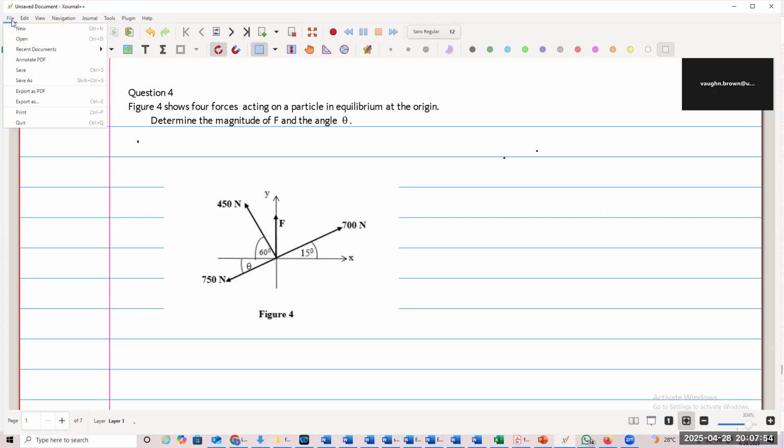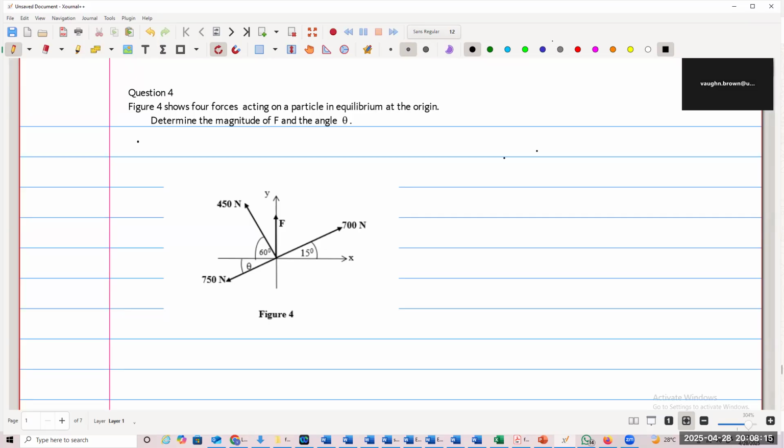Let's see if I can get my tools working. All right. Let's see if they're okay now. You might not be able to see my pointer at times, but when I'm writing, you're able to see it. So that's one of the drawbacks of this at times.